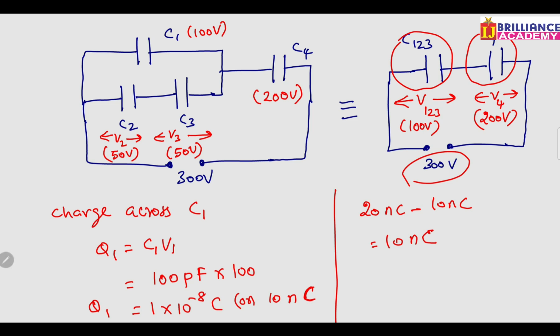So students, finally to conclude, across C1 the potential is 100 volt and the charge will be 10 nano coulomb, and C2 and C3 also 10 nano coulomb, and across C4 it will be 20 nano coulomb, because it is in the main series network. And for potential, C1 is 100, C2 is 50, C3 is 50, and C4 is 200 volt. So this is the answer for the given question, exercise question 2.25.